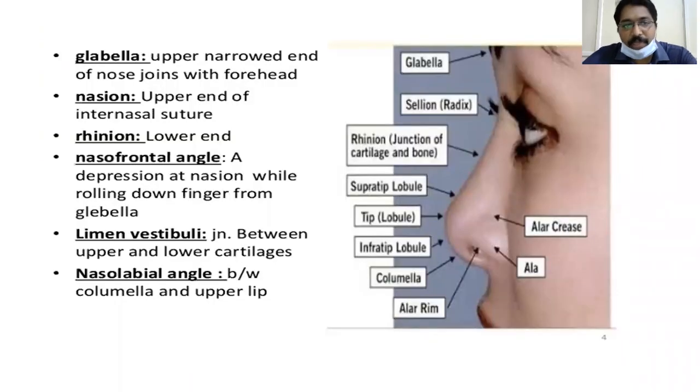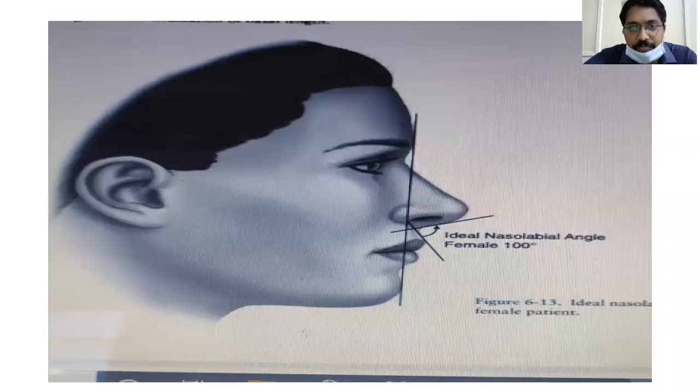Coming to the limen vestibuli. Limen vestibuli is between the upper and lower cartilage. I'll tell it later regarding this. And what about the nasolabial angle? It's between the columella and upper lip. See, this is called the nasolabial angle, between the columella and upper lip. It's actually more than 105 to 110 in females and 90 to 95 in males.